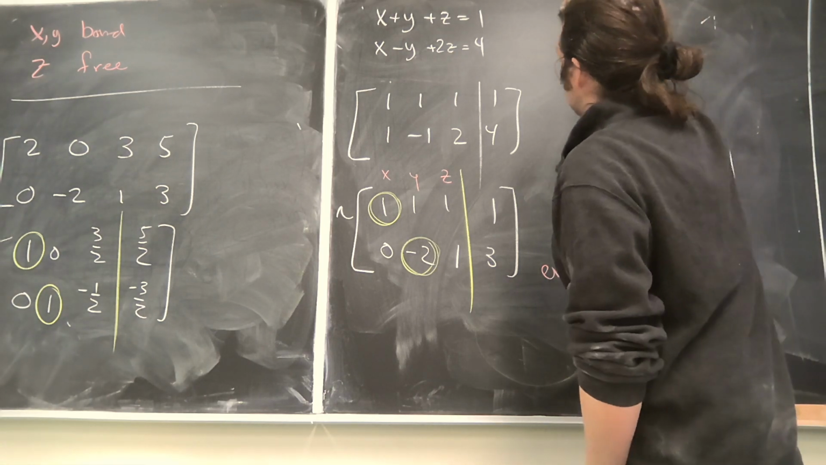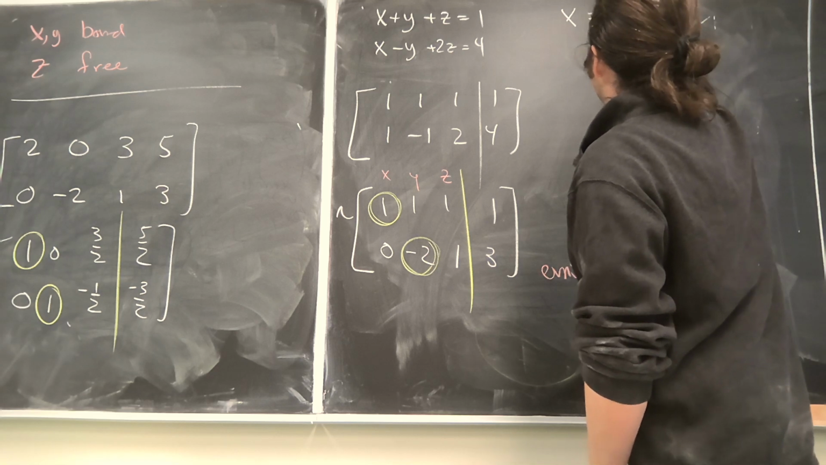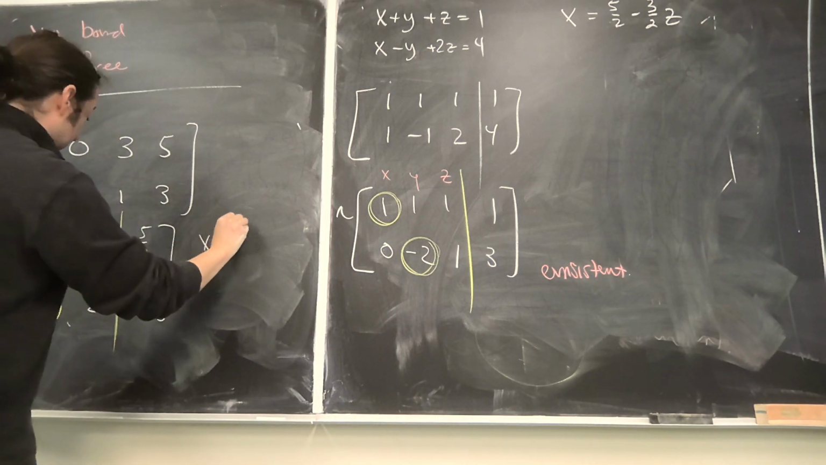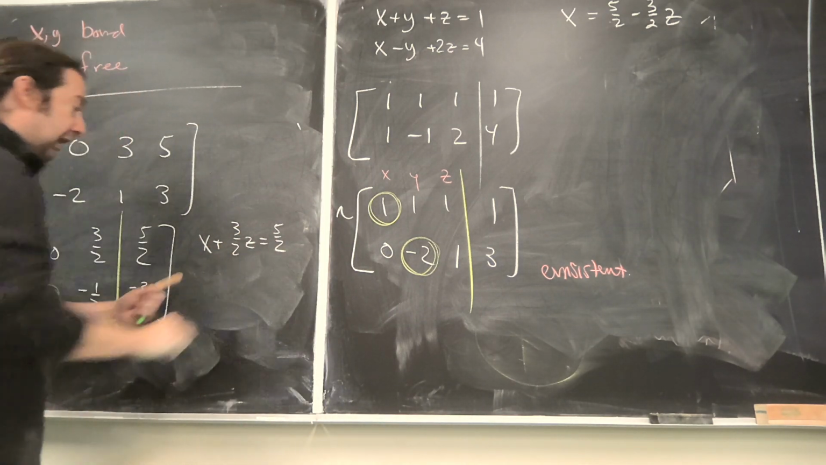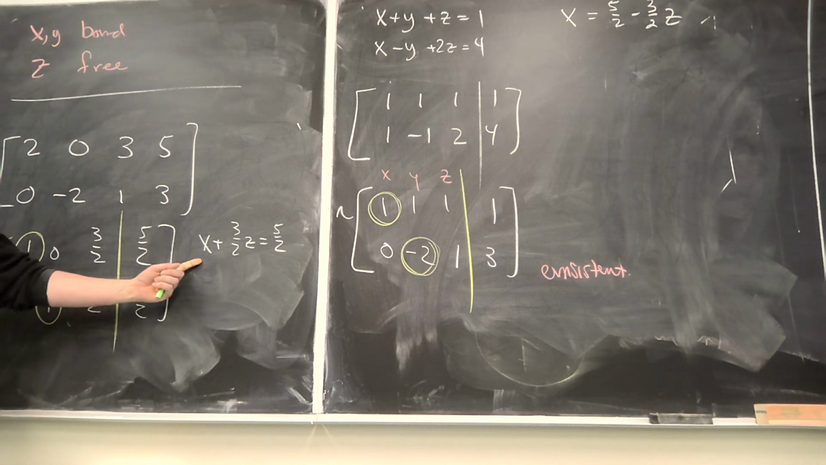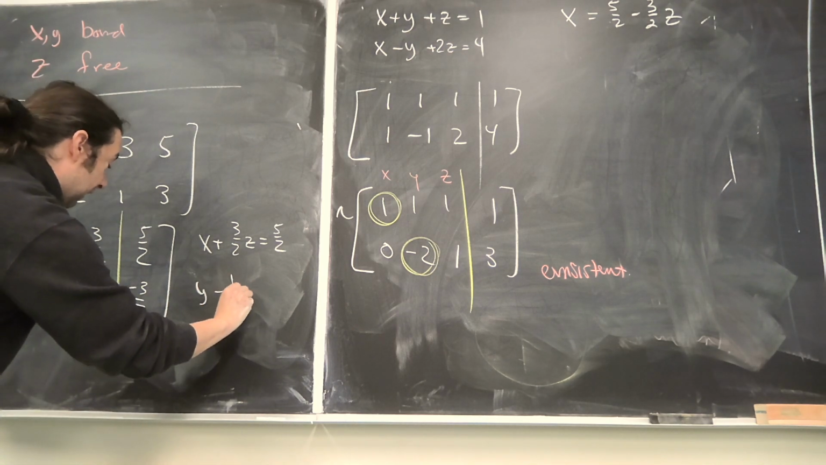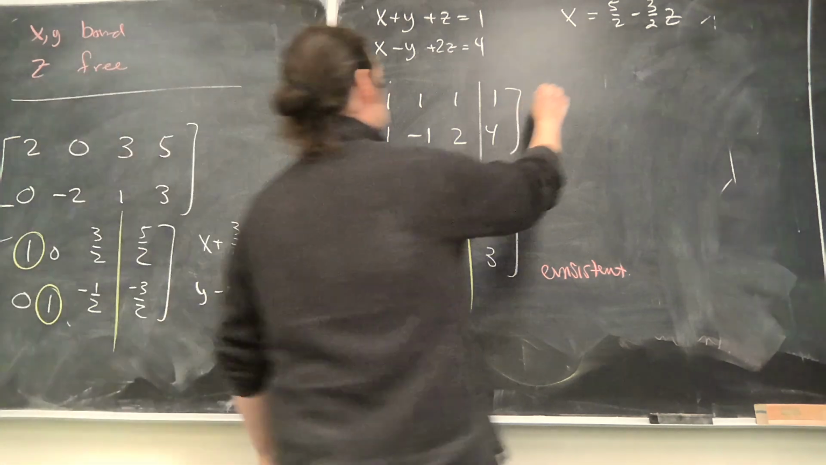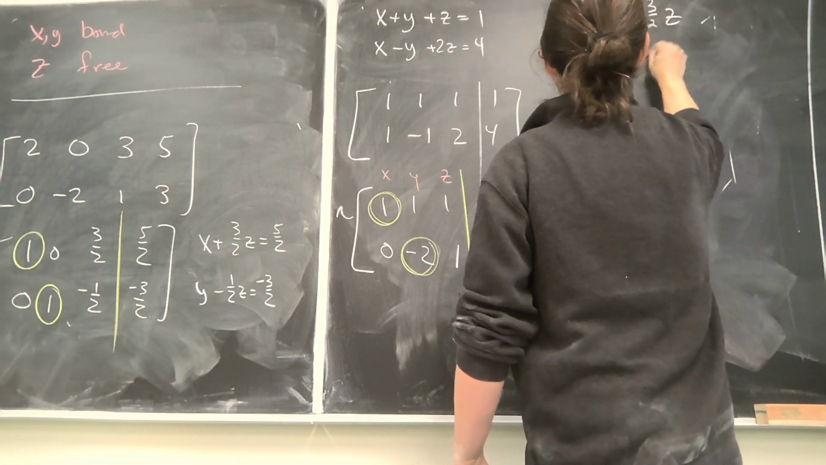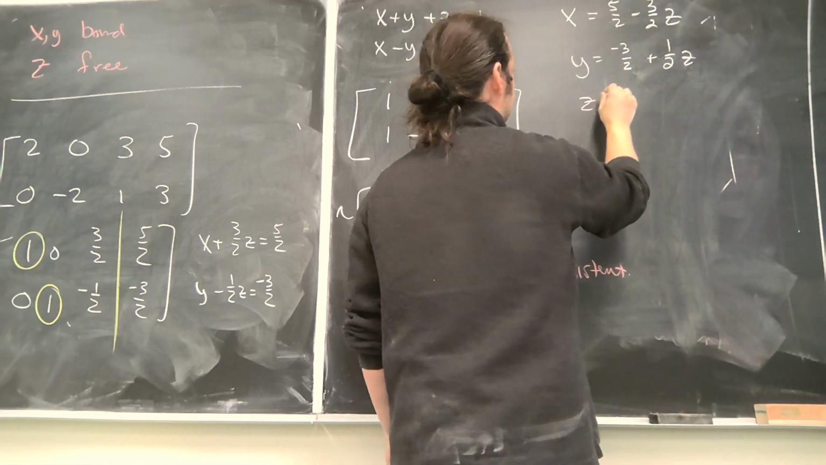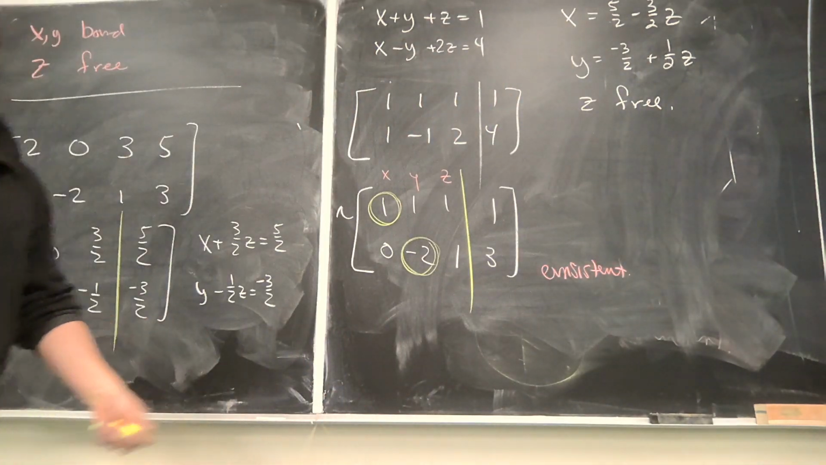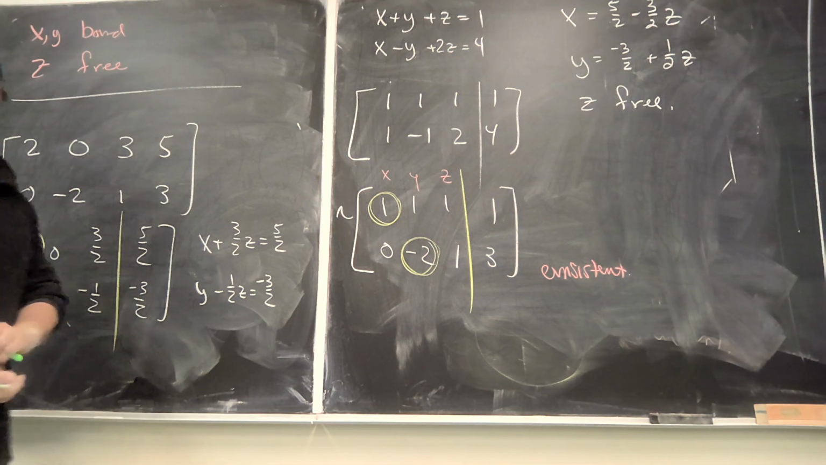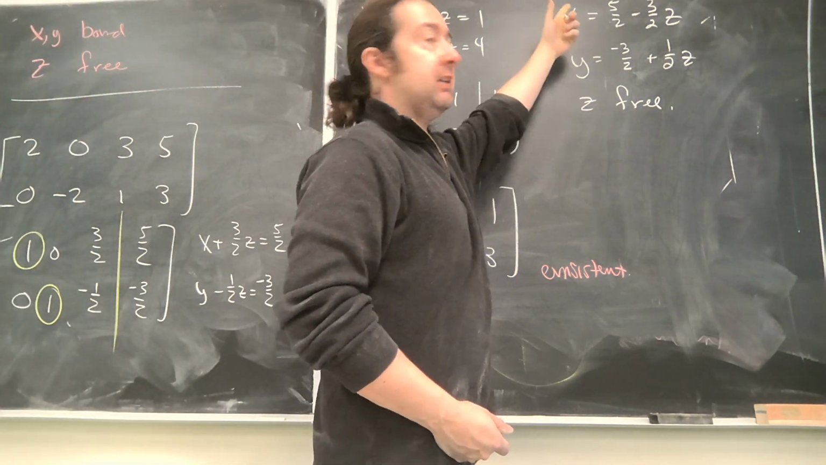So I have X is equal to 5 halves minus 3 halves of a Z. That's what the first equation tells me. The first equation here is actually X plus 3 halves of a Z is equal to 5 halves. But X is a bound variable, so I solve for it. I have Y minus 1 half of a Z is equal to minus 3 halves. Y is a bound variable, so I solve for it, and that gets me Y is equal to minus 3 halves plus 1 half of a Z. And then Z was free. Free choice. So that is the most basic description of the solution set you can come up with. I told you what the free variable is and how to find the other two in terms of it.